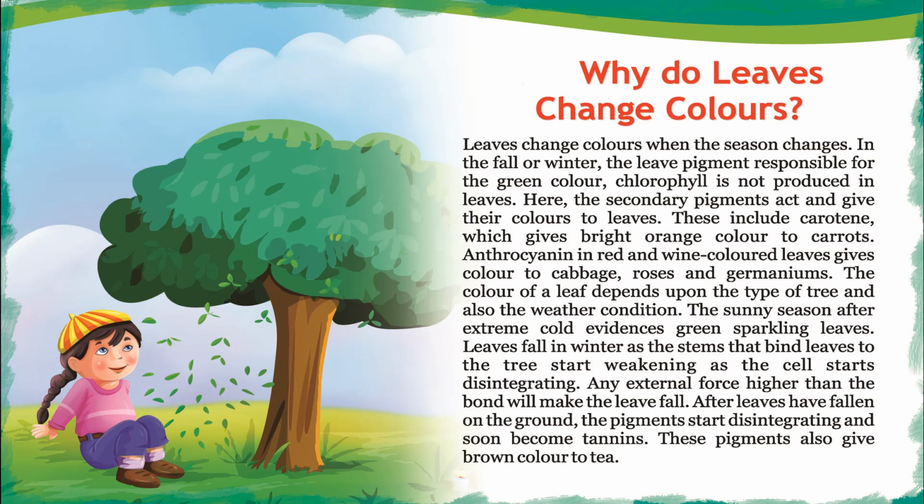Leaves fall in winter as the stems that bind leaves to the tree start weakening as the cells start disintegrating. Any external force higher than the bond will make the leaf fall. After leaves have fallen on the ground, the pigments start disintegrating and soon become tannins. These pigments also give brown color to tea.